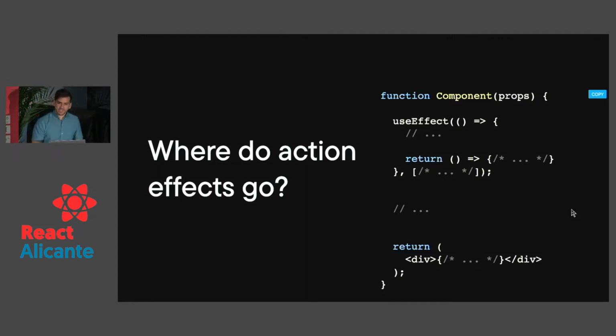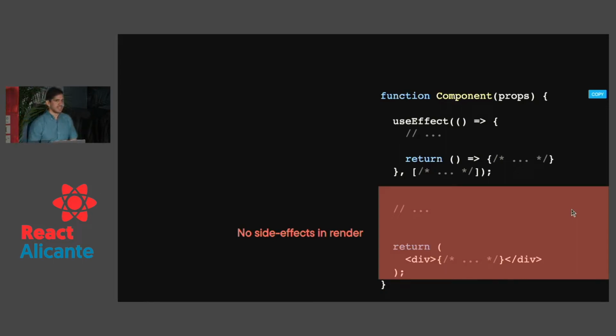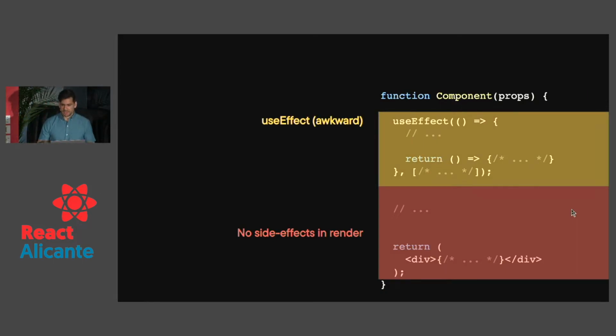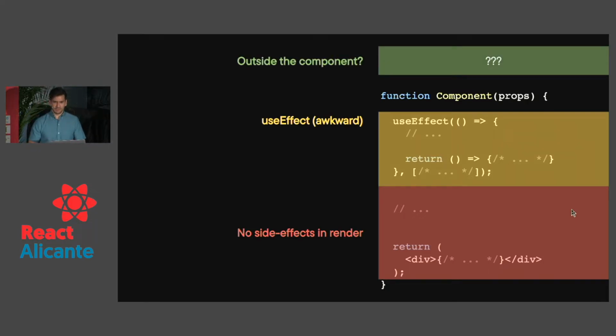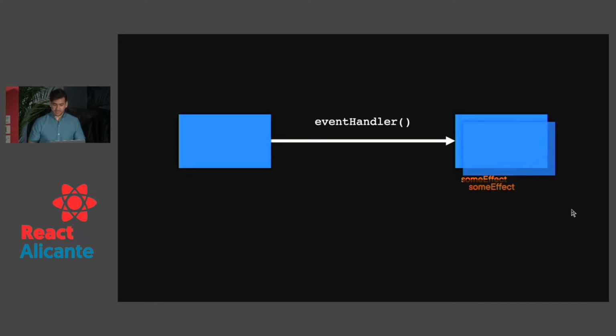So where do action effects go then? Well, first of all, we know that we can't do any side effects in render. And of course, putting things in useEffect is awkward, like we talked about. So do they go outside the component? Like, where is left for these effects that we want to execute to go? Well, let's talk about event handlers.